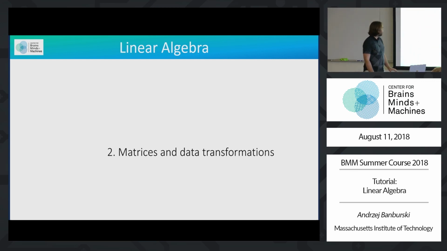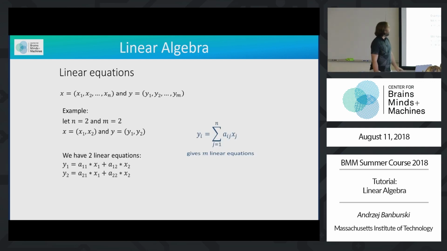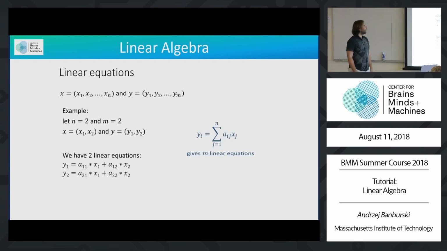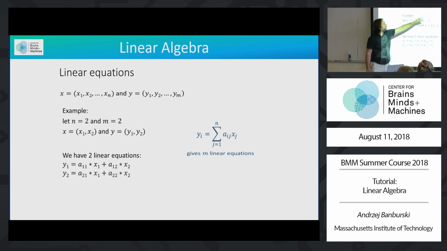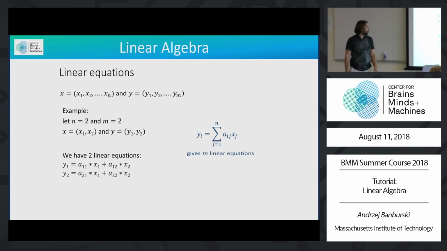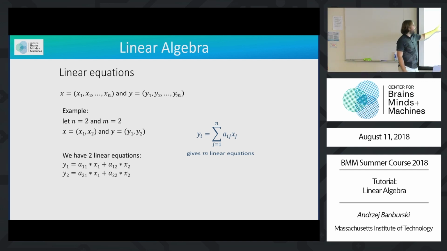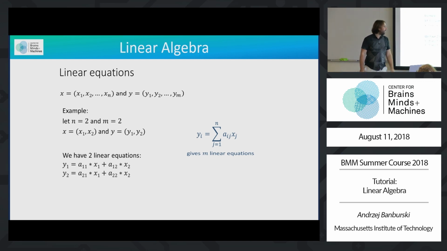So now we've gotten through the basics of what we can do with matrices and vectors. Let's try to do something actually useful with them. So let's do the very simple thing and talk about linear equations. So we're going to have input x1 to xn, an n-dimensional vector, and y1 to ym. For simplicity, let's choose n equal to m equal to 2.